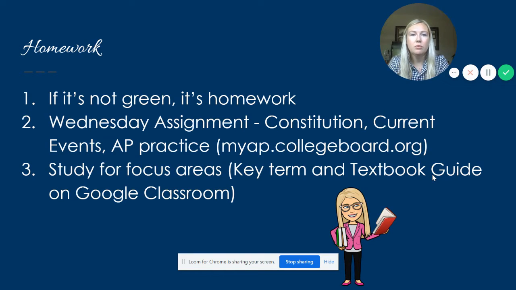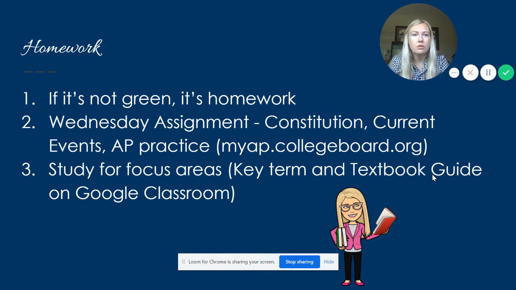That AP practice comes through College Board. It's myapcollegeboard.org, and that can be found on Google Classroom. It can also be found on my teacher webpage. This provides more writing practice and more multiple choice practice to familiarize yourself and keep up with all of the content and knowledge covered this year. Additionally, students can always be studying for those focus areas. I have provided them as well with a key term list and textbook guide on the Google Classroom.